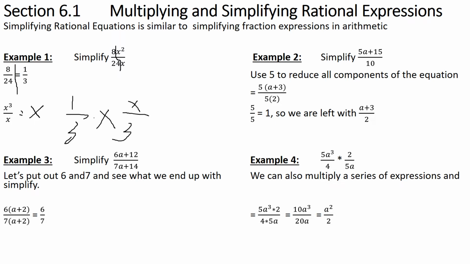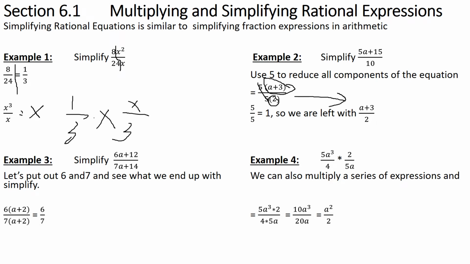Let's look at number 2 here. 5a plus 15 all over 10. I have a single digit in the denominator, 10, and I can reduce this. I can also pull off 5 from both of them. This is 5 times a plus 3 in the numerator. 5 times a is 5a. 5 times 3 is 15. In the denominator, I have 10, which is 5 times 2. 5 over 5 is 1. These two cross out. So all we're left with is a plus 3 over 2, which is what I have right here.